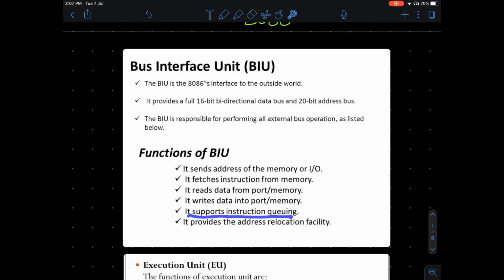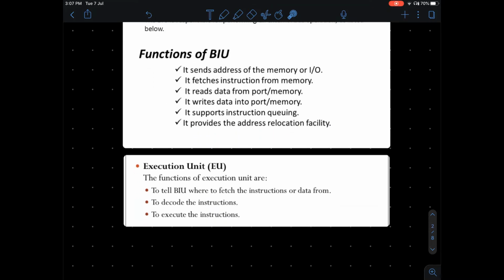It supports instruction queuing. This we have not discussed; we'll discuss it. And it provides the address relocation facility. We'll discuss it later on. The next is the execution unit. It tells the BIU where to fetch the instructions or data from, decodes the instructions and executes the instructions.